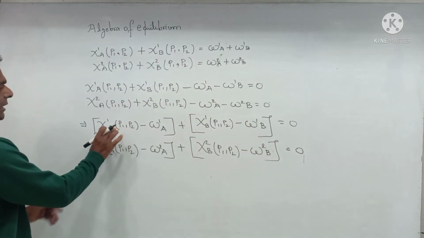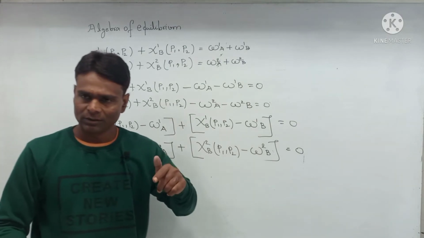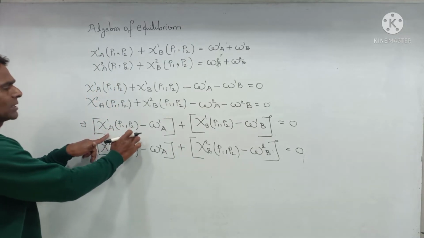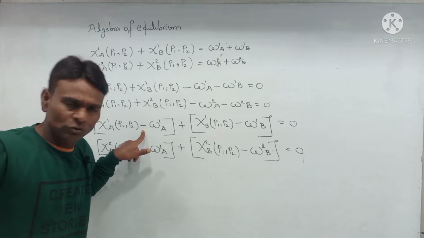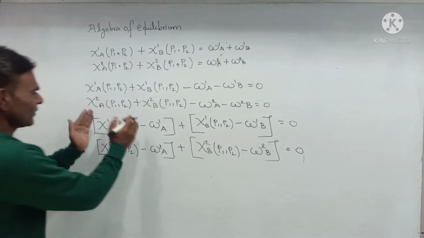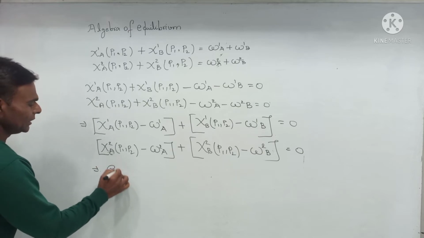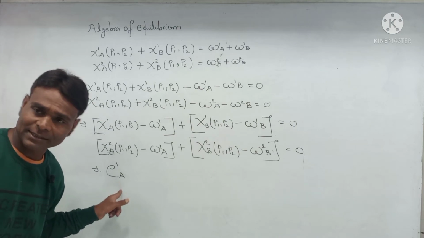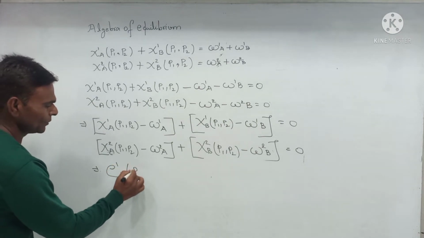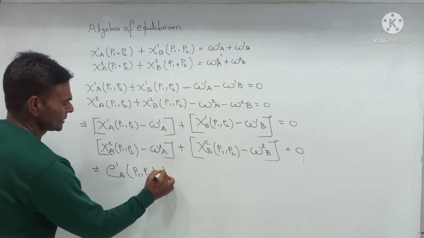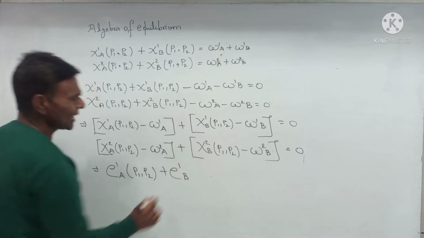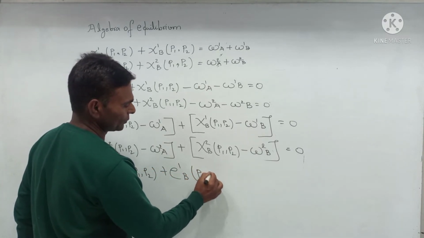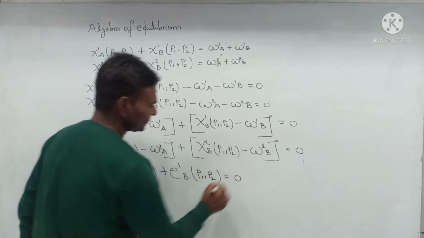And these things, total demand, the amount of goods 1 demanded by person A minus the endowment of goods 1 held by person A, the difference is denoted by E1A. It is the excess demand of goods 1 for person A, which is a function of P1, P2, plus E1B, the excess demand for goods 1 by person B, which is a function of P1, P2. Got it? Equal to 0.